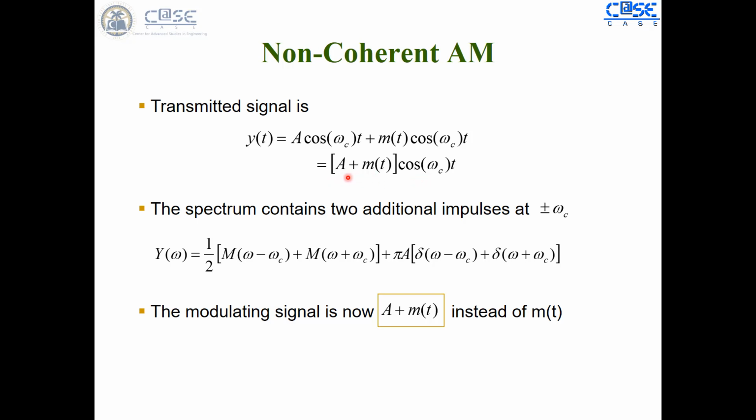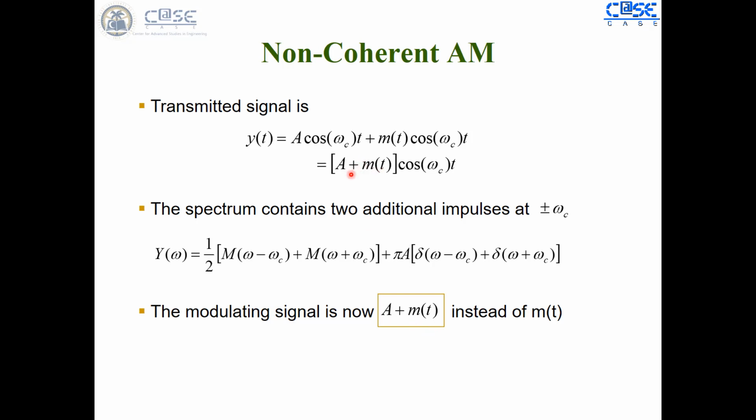Now the question is how much DC shift is required, and why we give the DC shift in the first place at all. We will answer these questions shortly. So in short, instead of modulating M of t directly, we modulate A plus M of t for non-coherent detection to be possible at the receiver end.